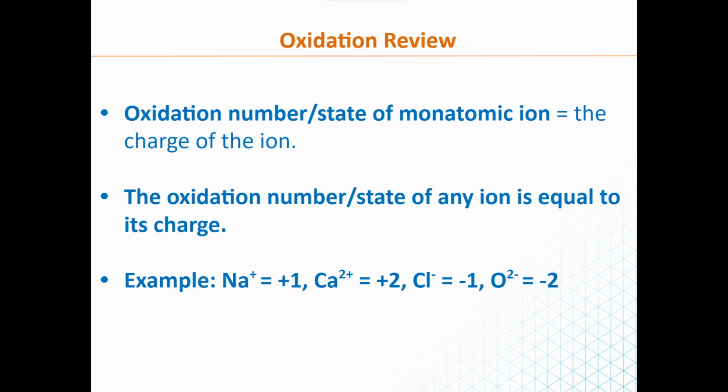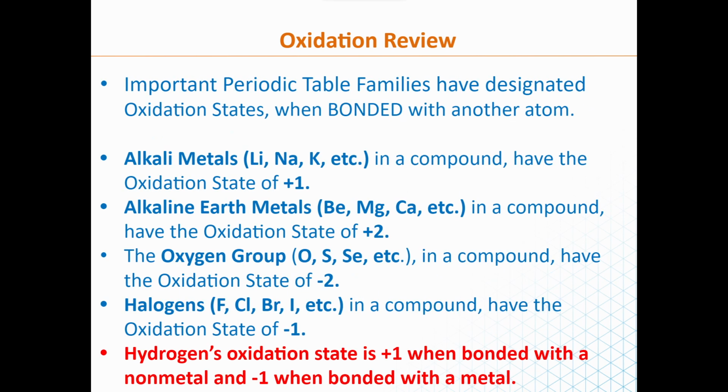Alright, we're going to start off with oxidation number. So, an oxidation number is the state of its ion charge. Every element on the periodic table has a certain oxidation state when bonded with another atom. So, alkali metals have +1, alkaline earth metals have +2, oxygen group is -1, and halogens are -2, etc., etc.